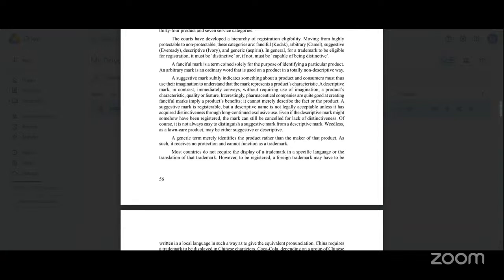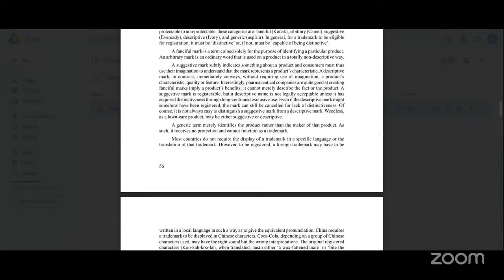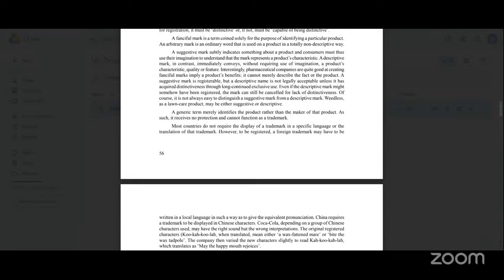A fanciful mark is a term coined solely for the purpose of identifying a particular product. An arbitrary mark, however, is an ordinary word that is used on a product in a totally non-descriptive way. So, you need to understand the difference between a fanciful mark and an arbitrary mark.